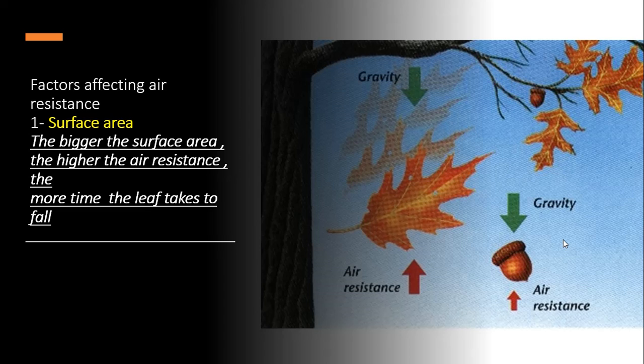Now, which leaf is going to fall faster? Definitely the small leaf, and the acorn will fall faster because the acorn's surface area is less, so it's going to experience less air resistance. Less air resistance means less time, so it's going to fall faster.